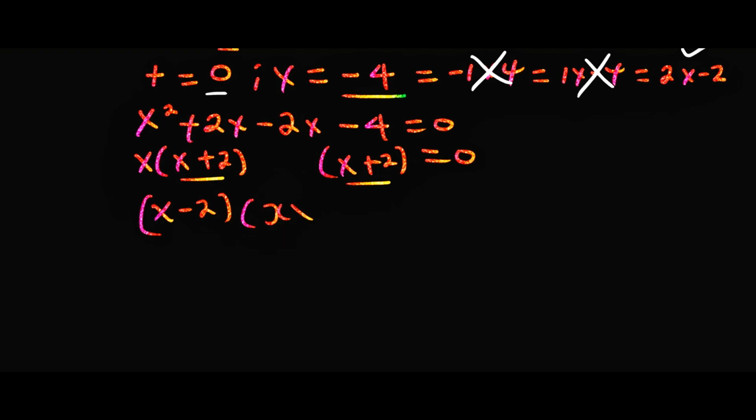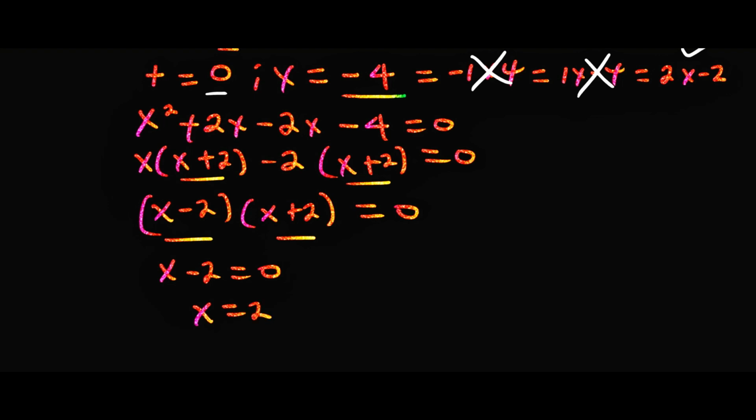Let me write that well, that is x plus 2, the ones inside the bracket. So we have a product of two numbers, x minus 2 and x plus 2, being equal to 0. So it means either x minus 2 is equal to 0, so that x is 2, or x plus 2 is equal to 0, so that x is equal to negative 2. So those are the values of x.